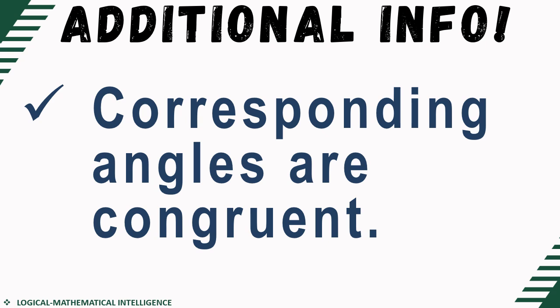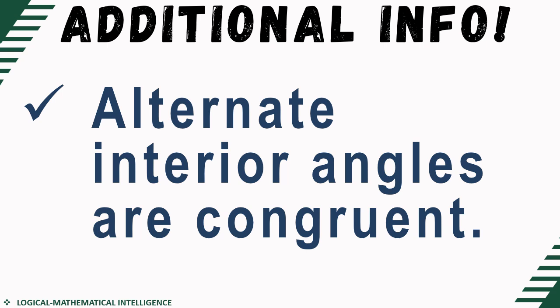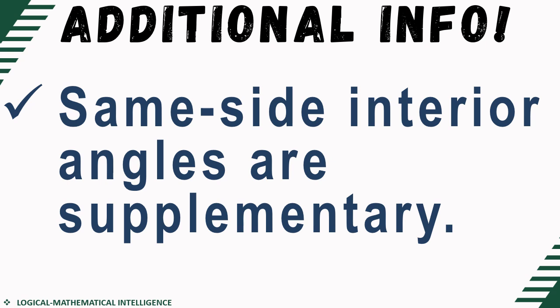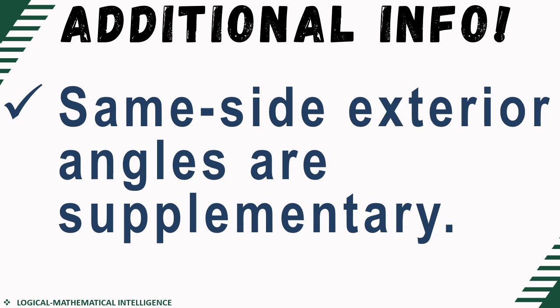Now, before we proceed with the angle measures per se, I'd like you to remember this additional information. Corresponding angles are congruent. Alternate interior angles are congruent. Alternate exterior angles are congruent as well. Same side interior angles are supplementary, and same side exterior angles are supplementary. This information is very important later on, especially when we're dealing with angle measures.